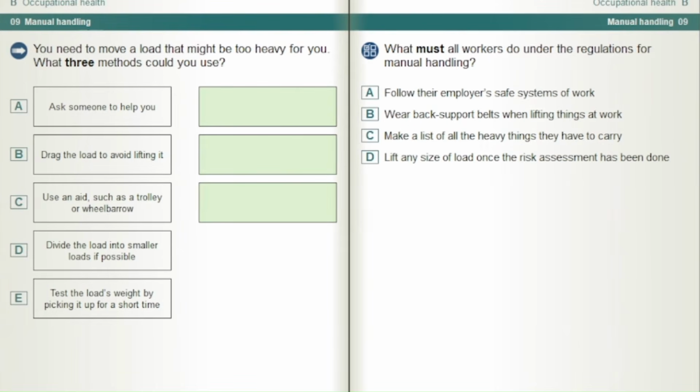You need to move a load that might be too heavy for you. What 3 methods could you use? Ask someone to help you. Drag the load to avoid lifting it. Use an aid, such as a trolley or wheelbarrow. Divide the load into smaller loads if possible. Test the load's weight by picking it up for a short time.